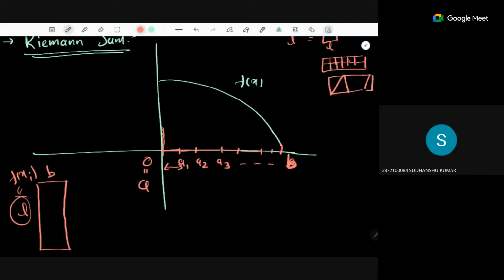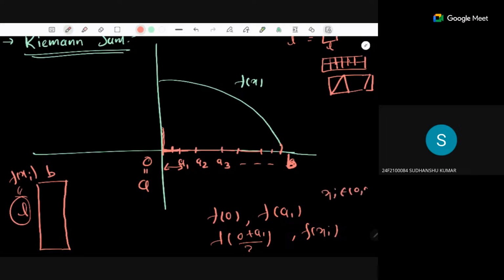But here we have some choices over the value of the function, right? You can take the value of the function to be f of 0. I'm talking about the small interval 0 to a1. So you can take f of 0 as your height or as your length of the rectangle. You can take f of a1 too. You can also take f of (0 plus a1) by 2, the midpoint, as your height. Or you can take any f of xi, where xi is a part of the open interval 0 to a1 or the closed interval 0 to a1. That means we can take any value of the function as the height of our rectangle.